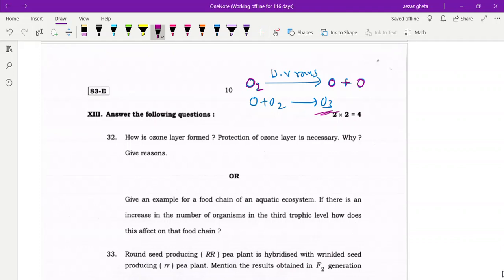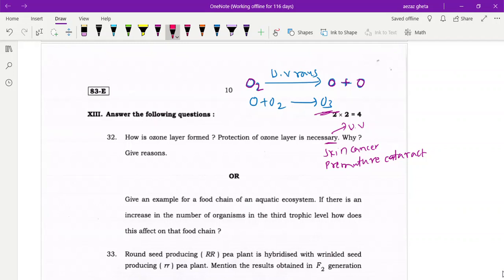Protection of the ozone layer is necessary. See, the ozone layer protects us from harmful UV rays. Why? If the UV rays come directly to the earth, then it leads to cancer, that is skin cancer, and premature cataract. Okay.